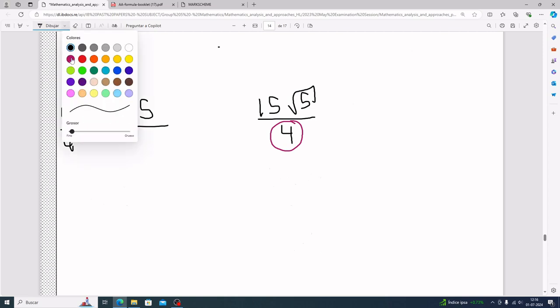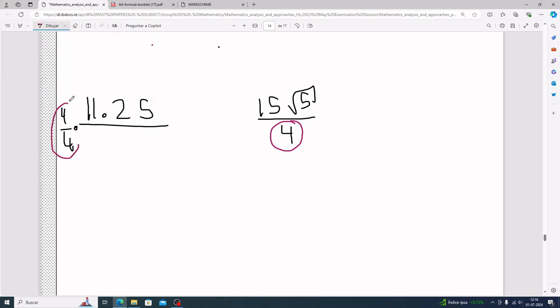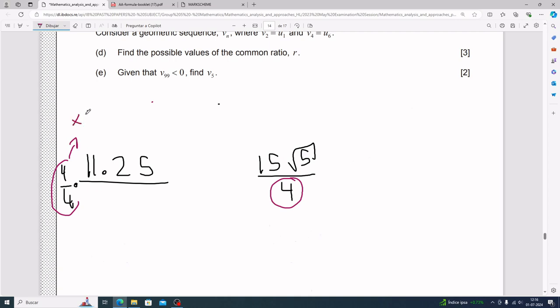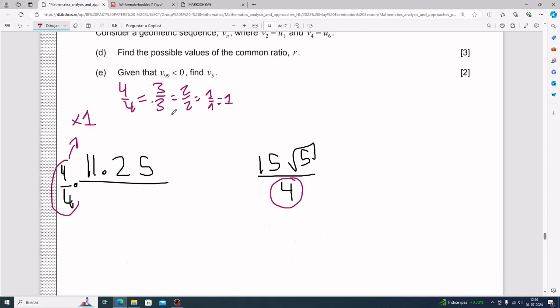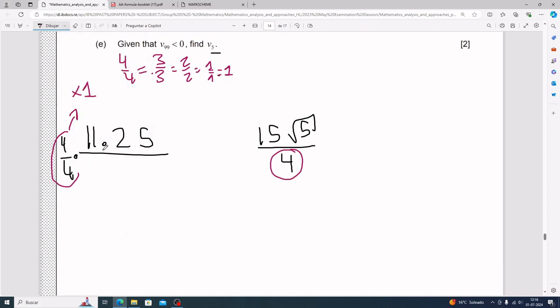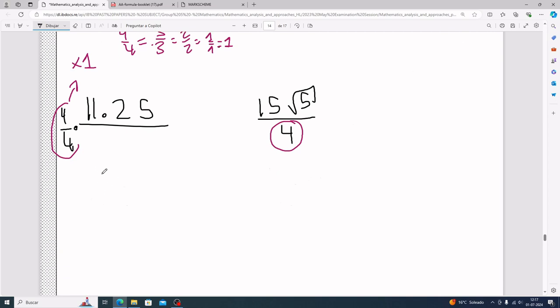This is legal because amplifying or multiplying by 4 over 4 is the same as multiplying by 1. And if you multiply any number by 1, nothing is going to change. 4 over 4 is the same as 3 over 3, is the same as 2 over 2, is the same as 1 over 1. It's all just 1. You are multiplying by 1, nothing is really changing. So 4 times 11.25 gives you 45. So look at that. Up top, you end up with 45 divided by 4.